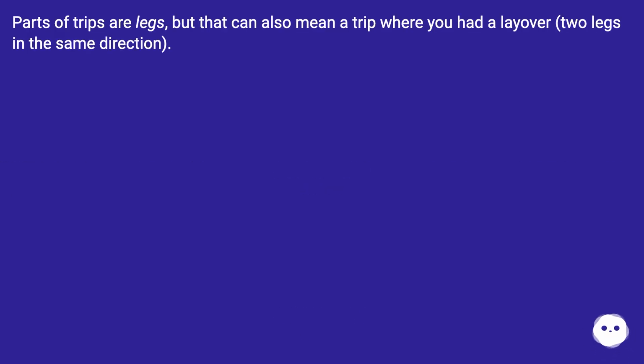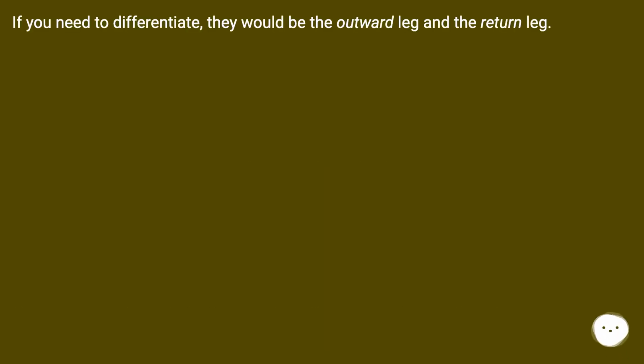Parts of trips are legs, but that can also mean a trip where you had a layover. Two legs in the same direction. If you need to differentiate, they would be the outward leg and the return leg.